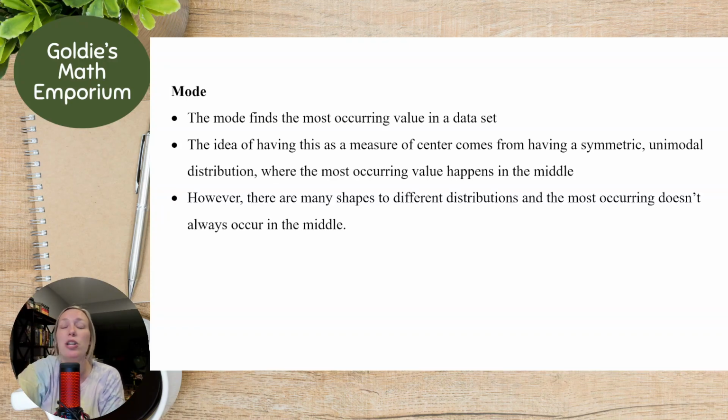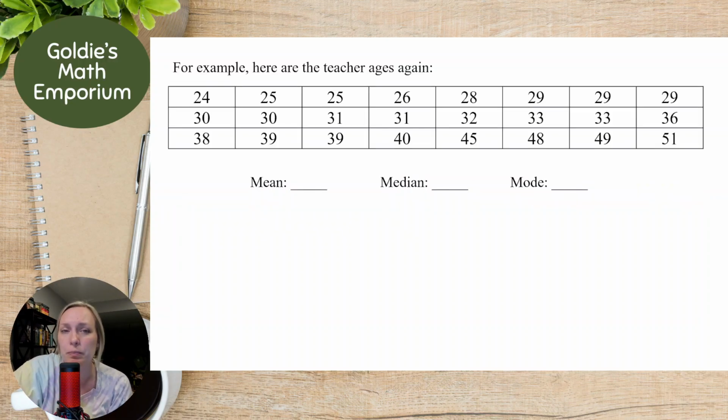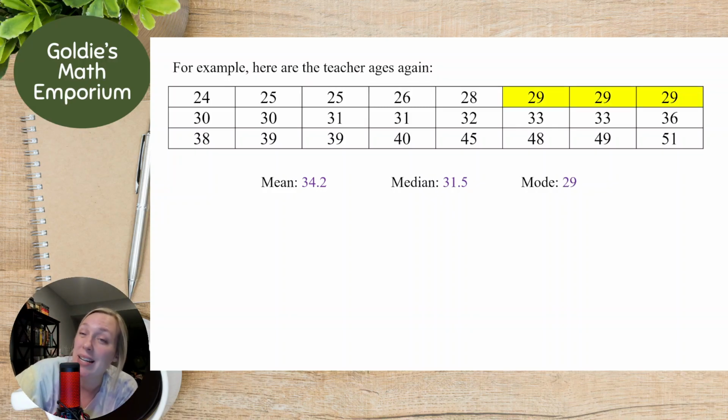However, because there are so many shapes to different distributions, the mode is kind of unreliable. It doesn't always occur in the middle like we anticipate it to. So for example, teacher ages. I know that the mean is 34.2. I know the median, I found it was 31.5, but what's the mode here, right? What's the most occurring data value? Well, that's going to be 29, right?